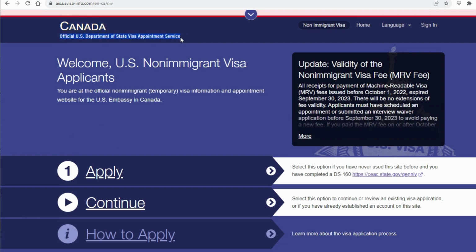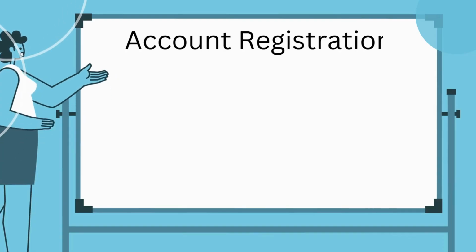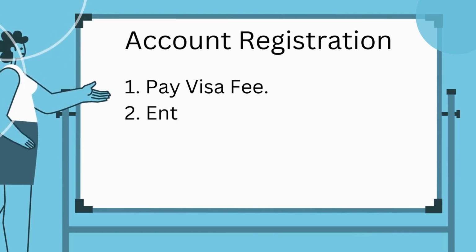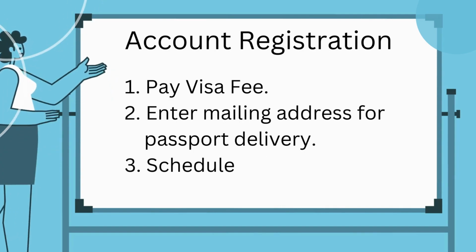Each country is going to have its own different website for registering an account with the U.S. Department of State. For the purpose of this video, we're using Canada as an example. Registering an account here has 3 main purposes. 1, to pay the visa fee. 2, to provide an address for the return of your passport. And 3, to schedule a visa interview date.